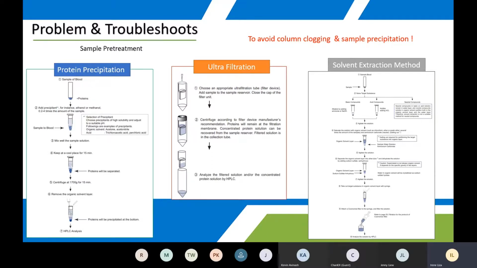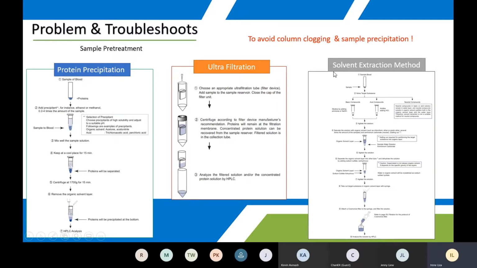One is protein precipitation. All right, so basically what you can do is you precipitate and then you just take the organic, you remove the organic solvent layer and you analyze it. And then you can also use ultrafiltration. Okay, you can analyze the filtered solution under a concentrated protein solution. Okay, so this is the filter. All right, basically you can get them from your distributors or those who sell this particular filter.